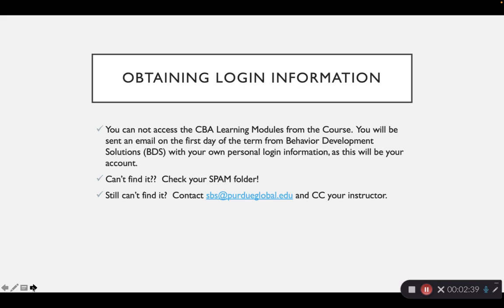If you still can't find it, we are happy to provide assistance in helping you to get that information. So you can email sbs@purdueglobal.edu, making sure to CC your course instructor on that email so that they can keep track of your progress in making sure that you get the information that you need as quickly as possible.